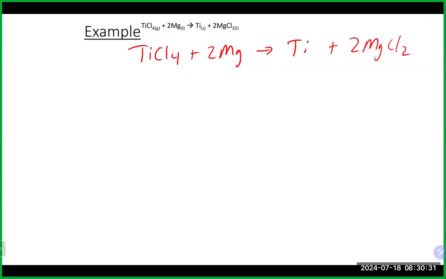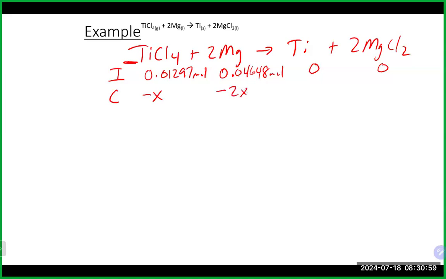All right, so once again, I'm going to use the ice table here. So I'm going to go with initially for our TiCl4, looks like it is 0.01297 moles. For our magnesium, it was 0.04648 moles. Again, we could go with 0 of each of these. Change, this is going to be minus x because the coefficient here is 1. Going to be minus 2x because the coefficient here is 2. That is going to be now on the product side. We're going to add these guys because we're gaining. So plus x, coefficient there was 1, and plus 2x at this point.